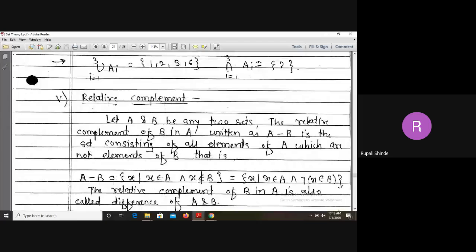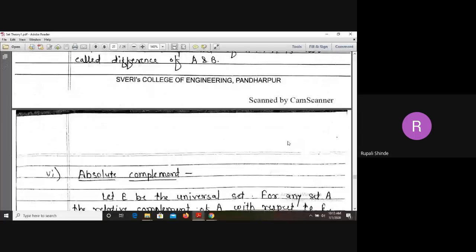After that, we have seen relative complement. If there are two different sets A and B, then relative complement of B in A is written as A minus B. So what is the meaning of this operation? This set of elements, those are present in A, that is in set A, but not in B. That is given by relative complement, and that is represented by A minus B.